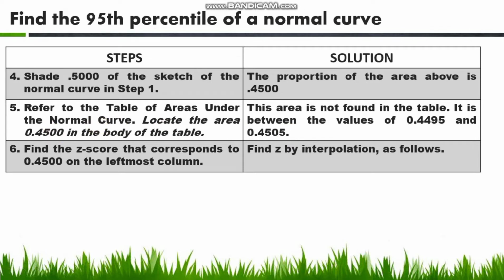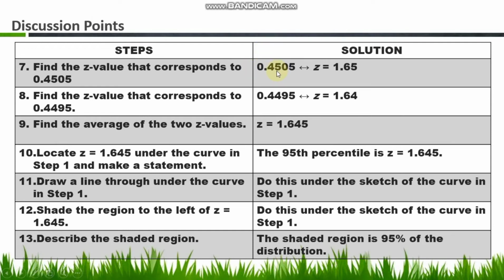So when you find two areas at the same distance close to what you are looking for, take both of them. Once you have both, get also their z-values. In the z-table, you will see the z-value of 0.4495 and the z-value of the 0.4505 area. Then we get the average. The z-score of 0.4505 is 1.65, and the z-score of the 0.4495 area is 1.64. So we took those two z-values, and then we get the average.